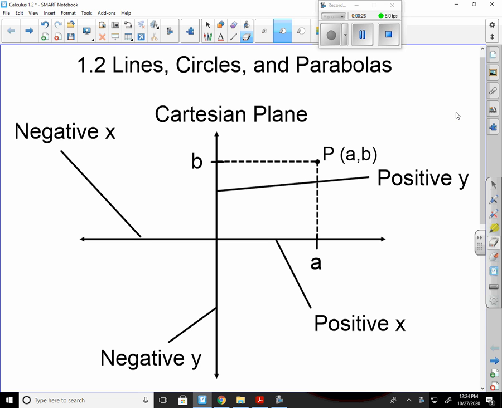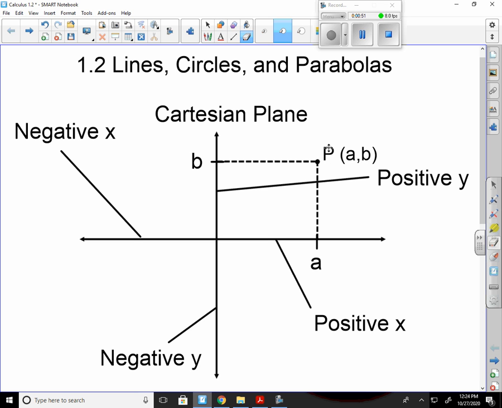So first is the Cartesian plane. In the Cartesian plane, this is my x, these are my y's. Additionally, the positive y's are up on top, negative y's are on the bottom, positive x's are to the right, and negative x's are to the left. I bet you guys never knew that.